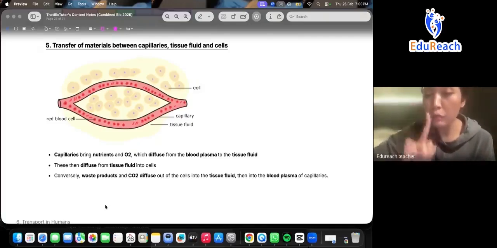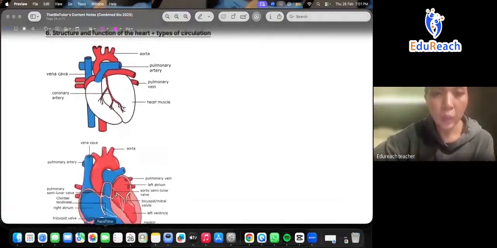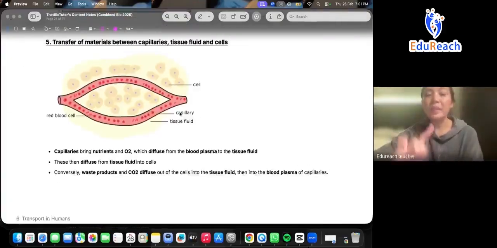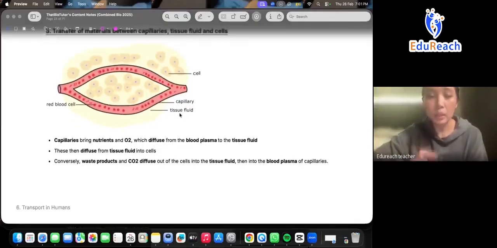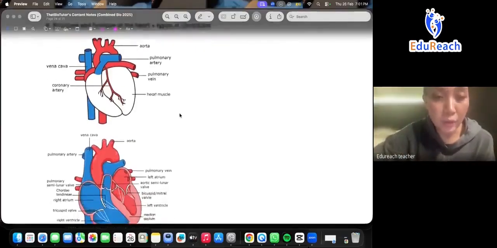This is different from your alveoli stuff. This one is capillary into your tissue fluid and cells, whereas what I was talking about earlier is the gaseous exchange in the lungs specifically. That one is slightly different. Then you have here the structure and function of the heart.